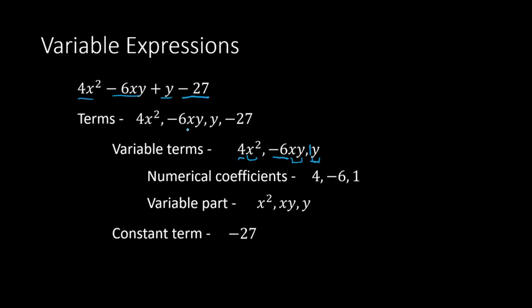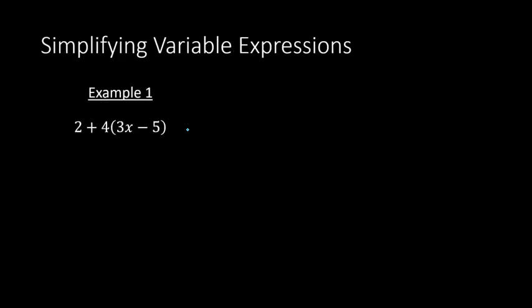Now with variable expressions, we can simplify at times. So we have 2 examples to look at. First, with example 1, we have this expression. What you want to do is try to distribute first. See this 4 in the front? You can distribute, or multiply, to both parts in the parentheses. So when you do that, you have 4 times 3x, which gives you 12x, and then 4 times negative 5, which is negative 20. From here, we can combine like terms.